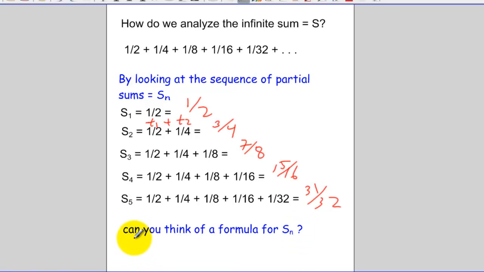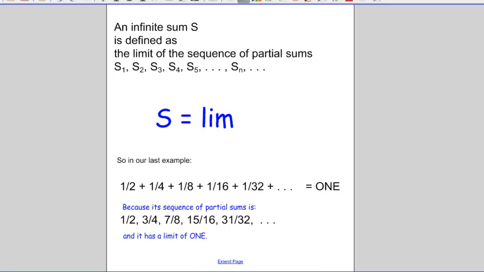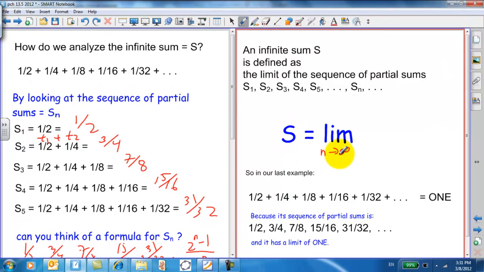So can you think of a formula for this: 1/2, 3/4, 7/8, 15/16, and so forth, 31/32? It seems like we're always one shy of the denominator, and the denominator is 2 to the n. And the numerator is 1 shy of that, 2 to the n minus 1. An infinite sum S is defined as the limit of the sequence of partial sums. So, our formal definition is S equals the limit as n goes to infinity of S sub n. So in our last example, all this adds up to 1 because this sequence of partial sums, a half, 3/4, 7/8, 15/16, 31/32, clearly has a limit of 1.